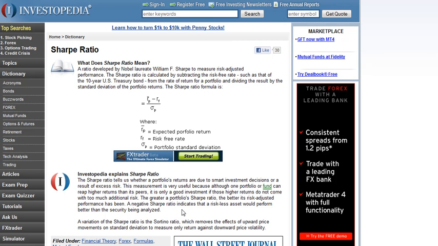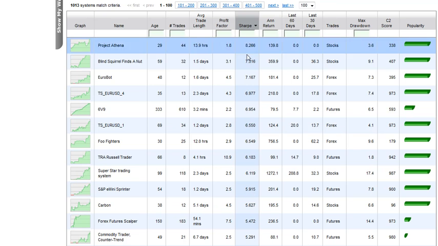Now we can substitute a few words there and replace them with the word system. So I'll read this again using the word system. The Sharpe ratio tells us whether a system's returns are due to smart investment decisions or a result of excess risk. This measurement is very useful because although one system can reap higher returns than others, it is only a good system if those higher returns do not come with too much additional risk. The greater a system's Sharpe ratio, the better its risk-adjusted performance has been. A negative Sharpe ratio indicates that a riskless asset would perform better than the system being analyzed. Okay, hopefully that makes sense. So basically we want a positive figure here.